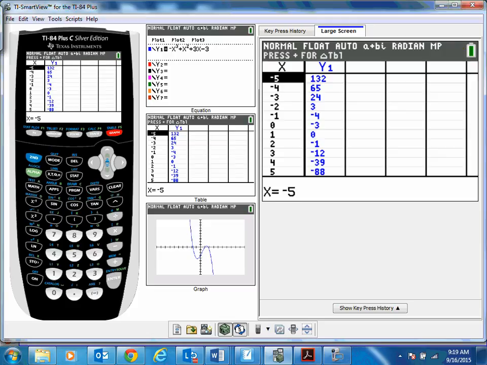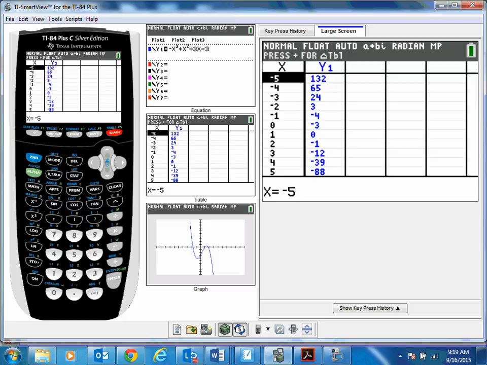Okay. So what I would do is hit second table. All right. Now, am I going to graph on a 10 by 10 window? Am I going to graph -5, 132? No, it's not going to fit. Am I going to graph -4, 65? -3, 24? -2, 3? Yeah, that'll fit on a 10 by 10 window. So basically, just pick the points that are going to fit and plot those.